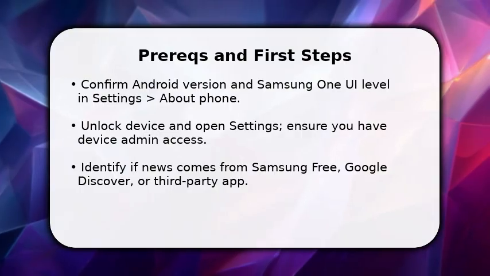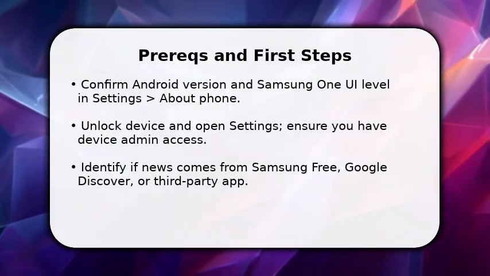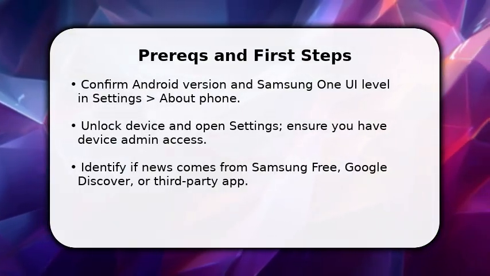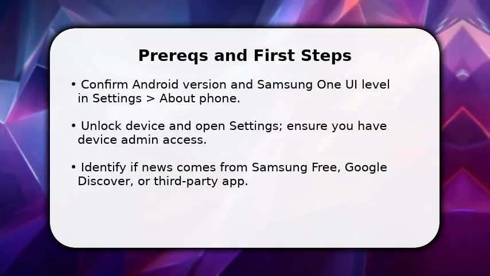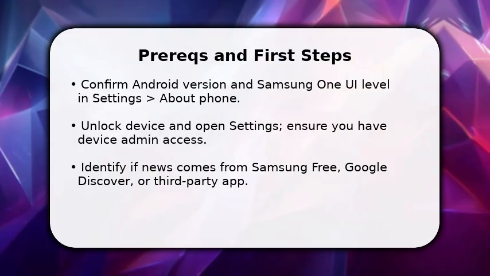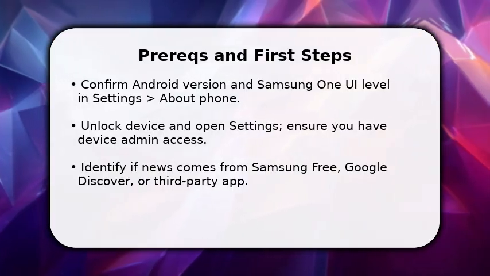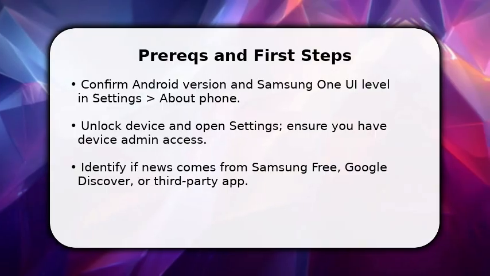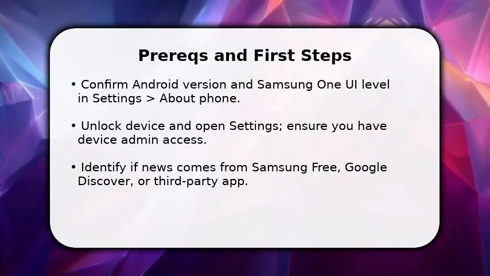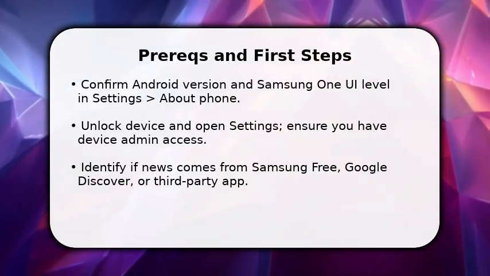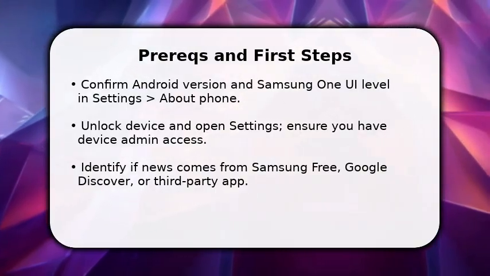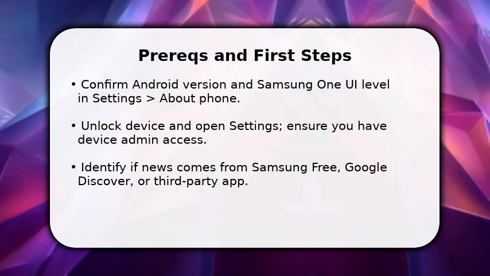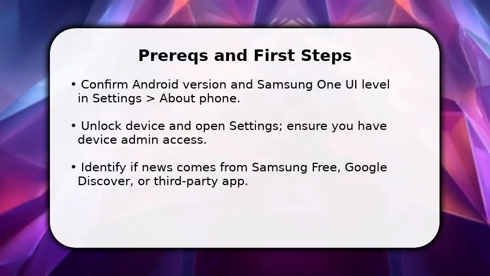You'll start by confirming prerequisites and taking the first actions now. Open Settings and check About Phone so you know your One UI and Android version. This matters because menus differ. Once done, unlock the phone and make sure you can remove device admin privileges if needed, because some apps lock the lock screen. Next, identify whether the source is Samsung Free, Google Discover, or a third-party app. This directs which settings you'll change next.